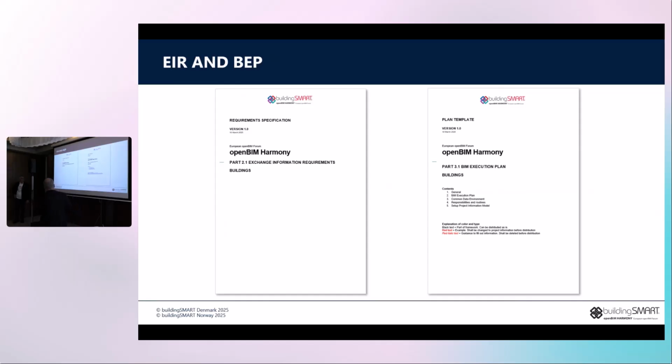So these are the two main documents in openBIM Harmony. There are more documents than that. The next page will show that, but these are the two main documents. If you have done this correctly, thoroughly and disciplined, you have avoided a lot of risk of conflict in your project.